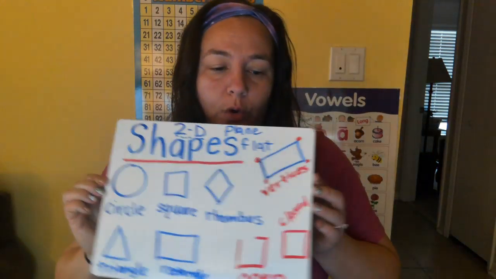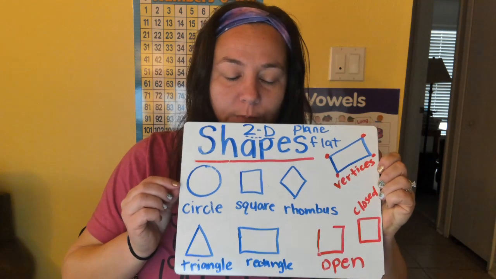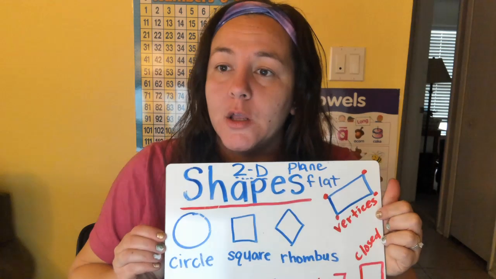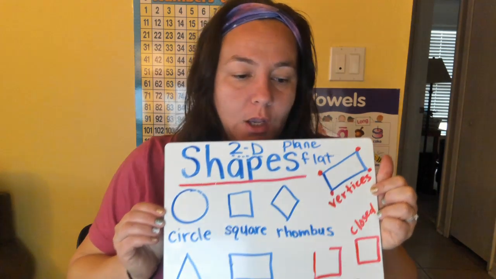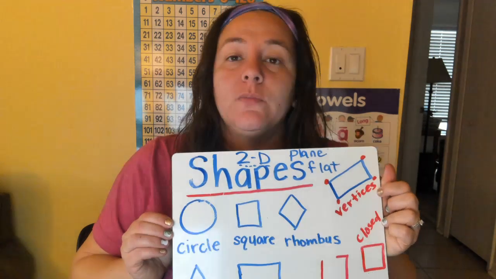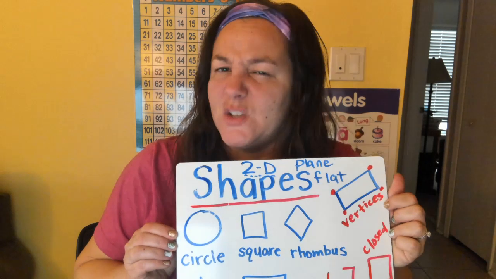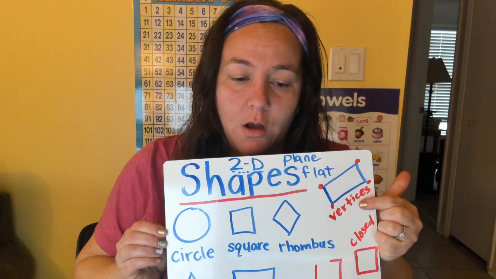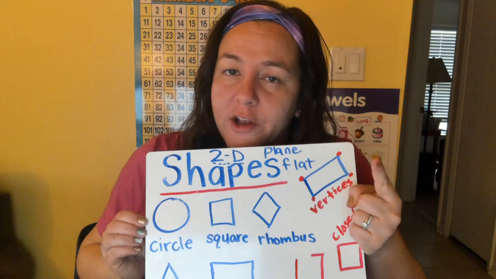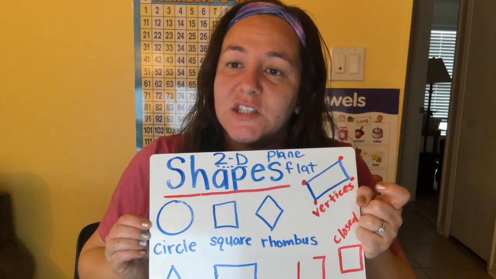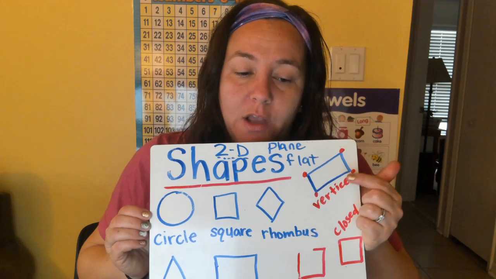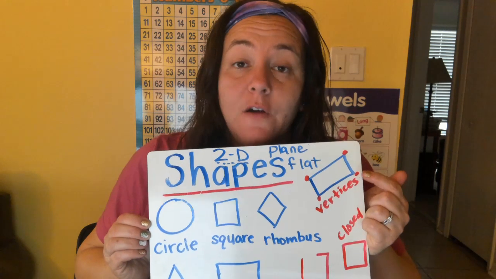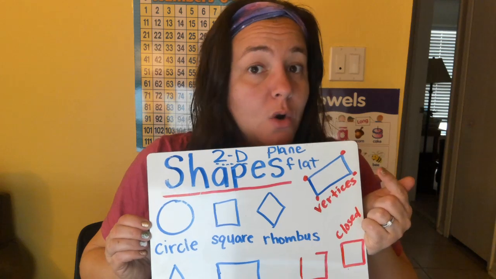And the other new word I want you to learn and remember is vertices. Can you say that word? Vertices. Okay, so a vertices means corner. It's a fancy word for corner. So the corners of each shape are called a vertices. One corner is called a vertex. Vertex. So I drew an example of a rectangle, and a rectangle has 4 vertices or corners.